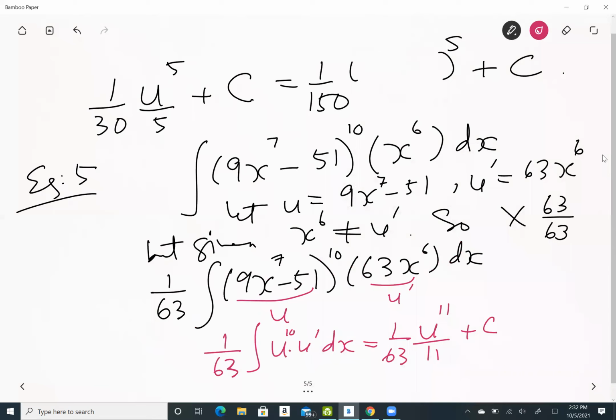And that is equal to, you put in the u. So 63 times 11, I will multiply. 63 multiplied by 11 is 693. So 1 over 693 multiplied by (9x^7 minus 51) to the power of 11 plus c. Okay, so that is how we do it. We can multiply by a ratio of two constants.